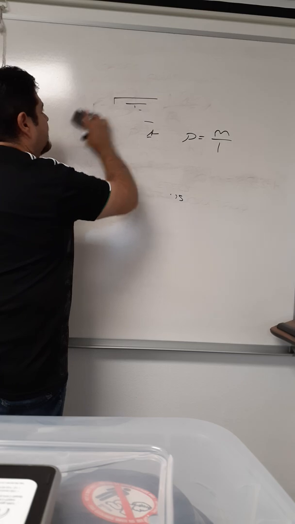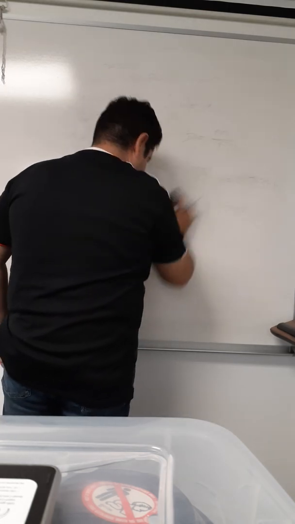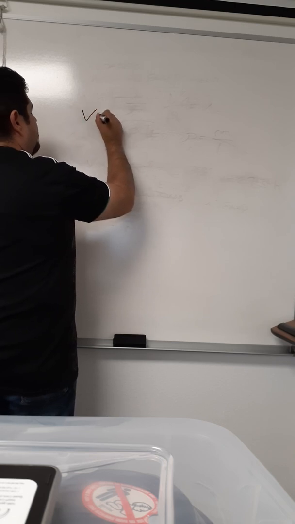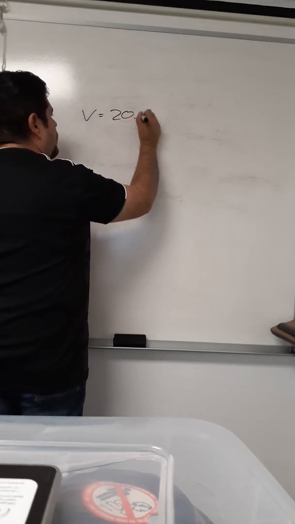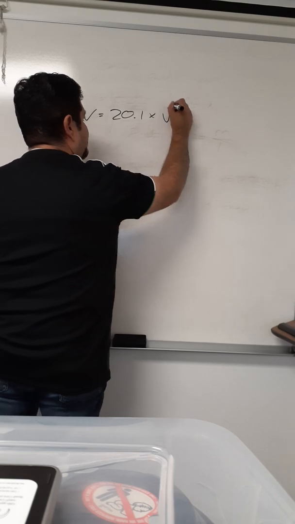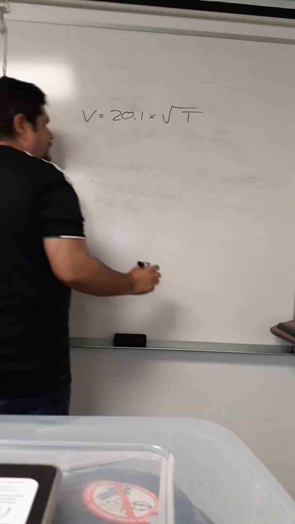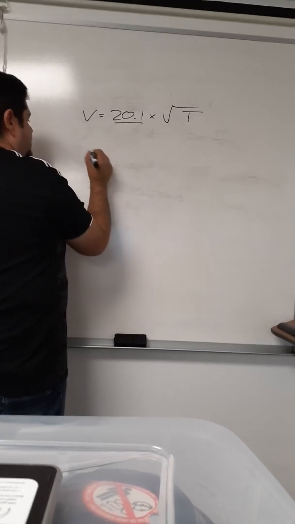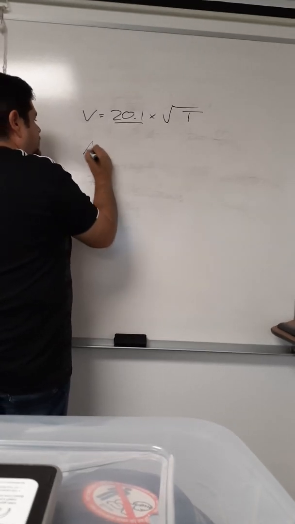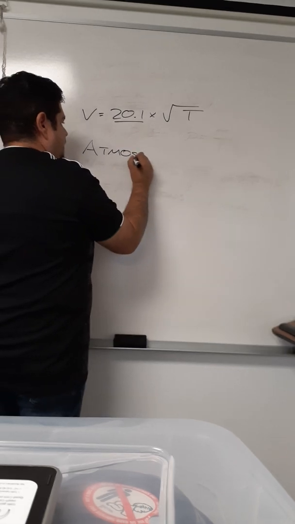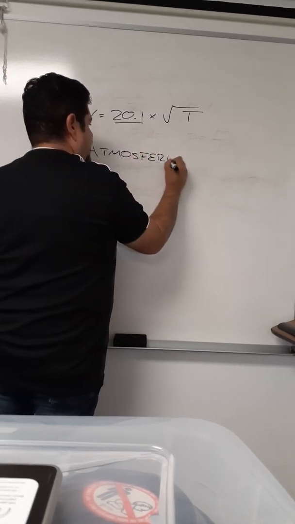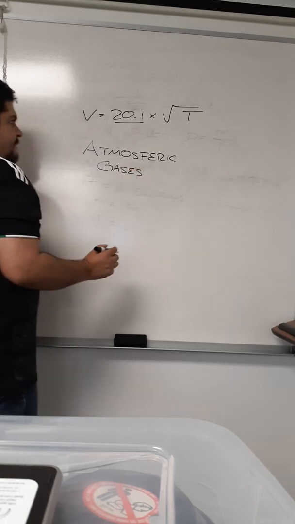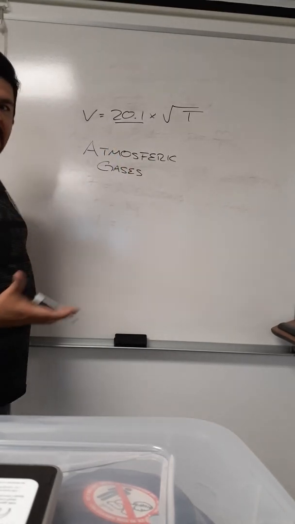Second formula is V equals 20.1 times square root of temperature. The highlight of this formula is the 20.1, which refers to atmospheric gases. And this is a standard number.